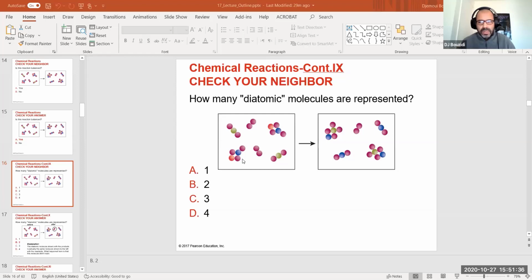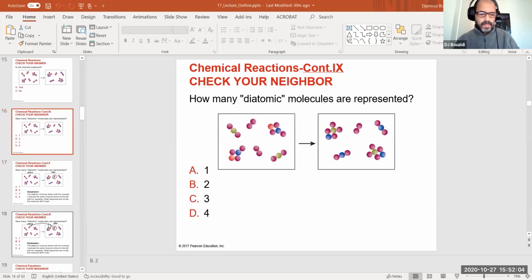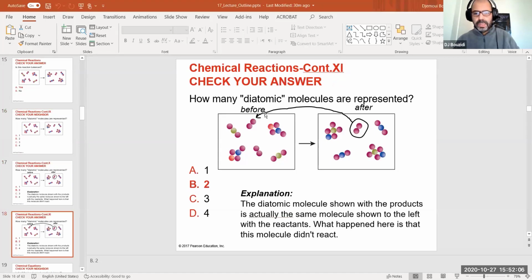In order to say that you're truly balanced, you have to have exactly what you need; the excess is wasted. So you have to really know how many you need from the reactants in order to produce as much as you need of the product. That's another point that you need to be aware of. Again, this ended up not reacting, as you can clearly see in this case.